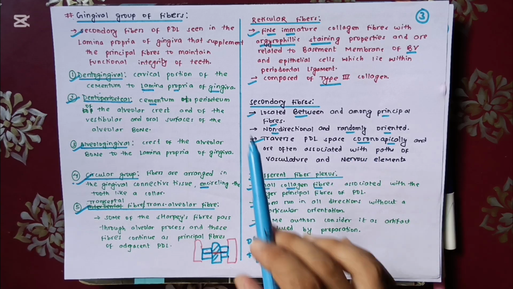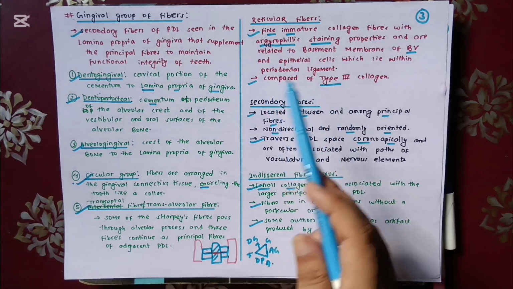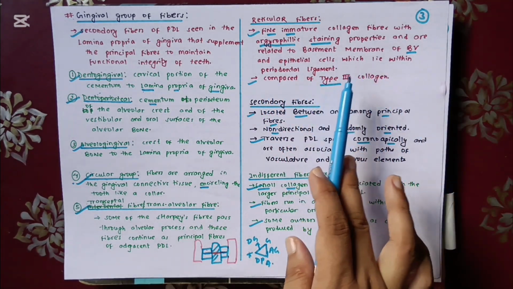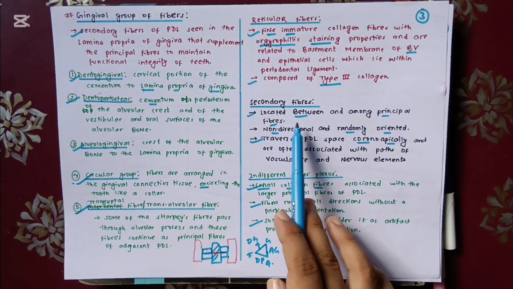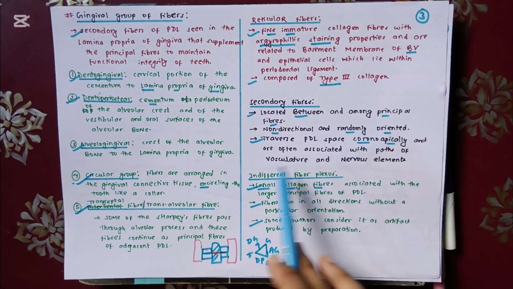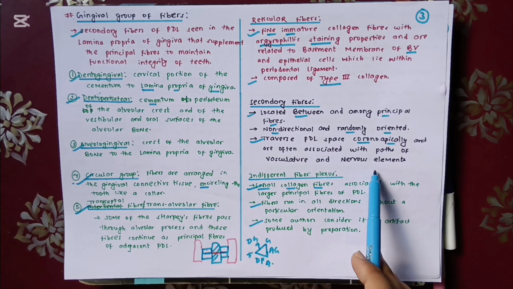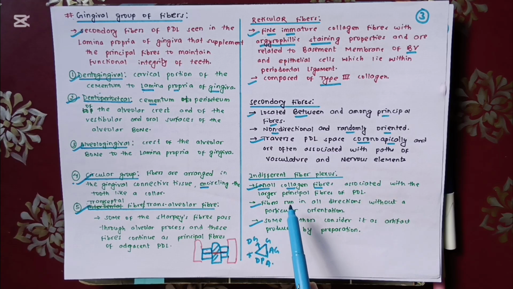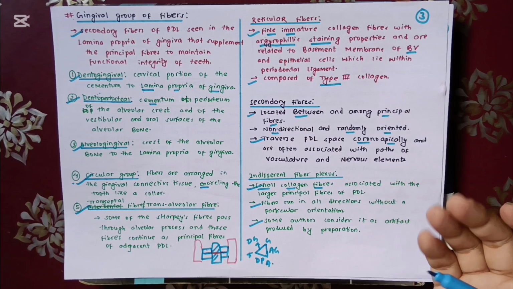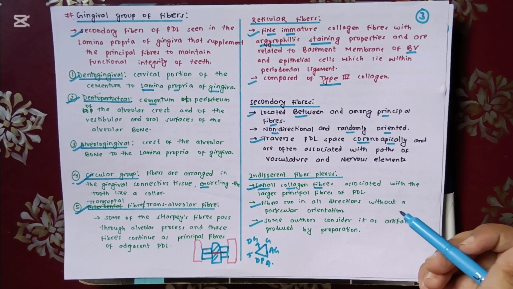Those three fibers are not that important, but you can remember that reticular fibers are fine immature collagen fibers with argyrophilic staining. This much is enough, and type 3 collagen is present there. Secondary fibers are located between the principal fibers. They are non-directional and randomly oriented, and they traverse the periodontal space coronoapically, associated with the vasculature and nervous elements. In the indifferent fiber plexus, small collagen fibers are associated with the larger principal fibers, and some authors consider it an artifact.